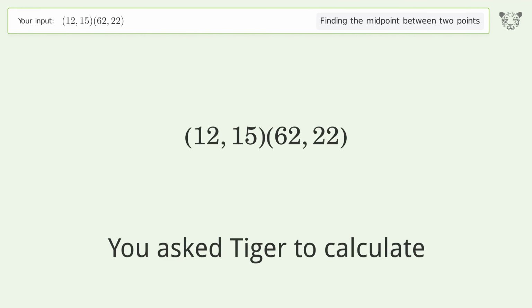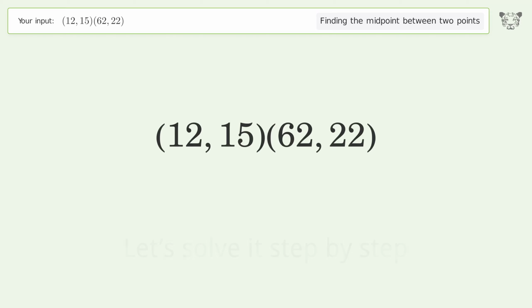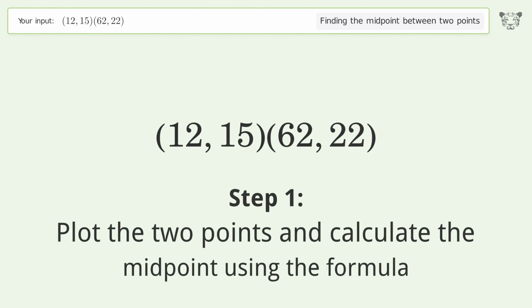You ask Tiger to calculate. This deals with finding the midpoint between 2 points. The midpoint between the 2 points is 37, 18.5. Let's solve it step by step. Plot the 2 points and calculate the midpoint using the formula.